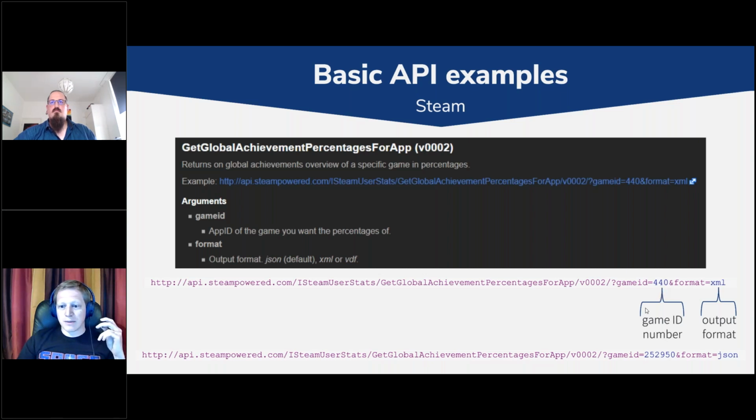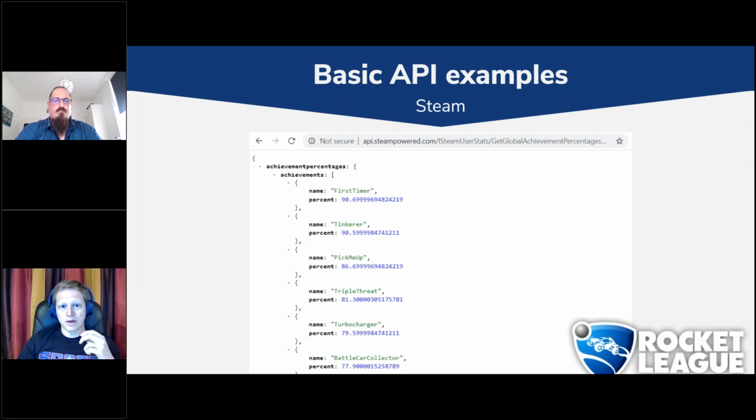So I changed it to the game Rocket League. So this is the complete URL. And one thing you might see is there's no API key in this, because this is a public API. This part of Steam is public, so anyone can paste this in their browser and retrieve the information. So that will give me this.